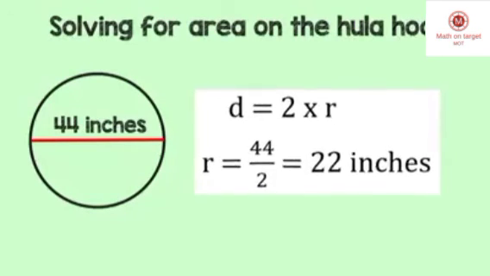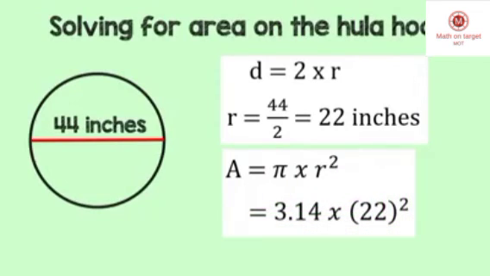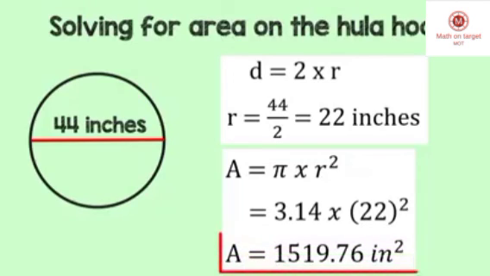Again, what is the formula of the area? That's right, area is equal to pi times radius squared, or to make it short, A = πr², where pi is 3.14. Therefore, the area of the hula hoop is 1519.76 inches squared. So that's the area of the whole hula hoop. Good job, you helped Regine in finding the area of her hula hoop.